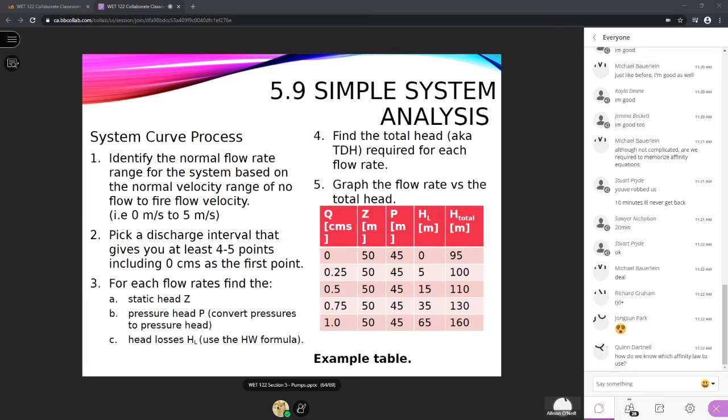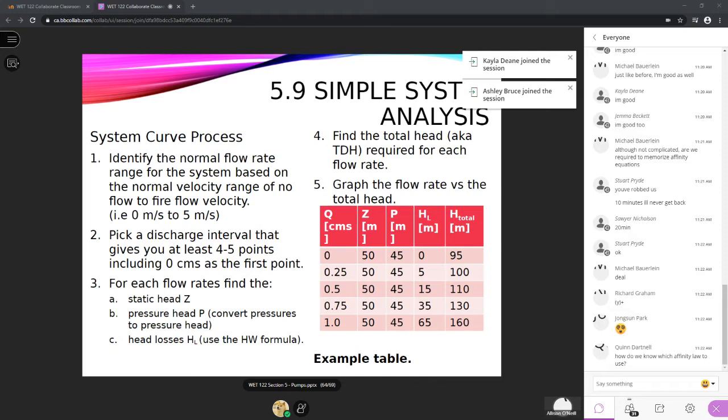So basically in this slide here, I've given you the process through which you create a system curve. You identify the range of flow rates, from 0 to your maximum flow rate that you would see in the system, based on fire flows and day-to-day use. So you'd estimate that, and then you would choose 4 to 5 flow rates. And then you would do the analysis of your system and figure out what your head requirements are. So you'd look at your elevation head requirements, your pressure head requirements, and your head losses.